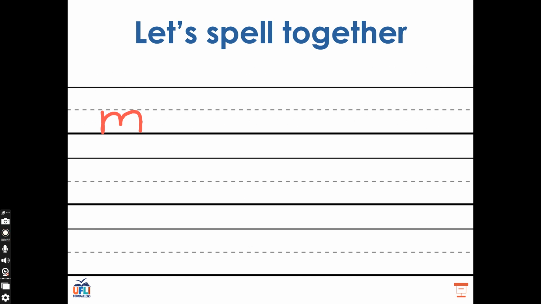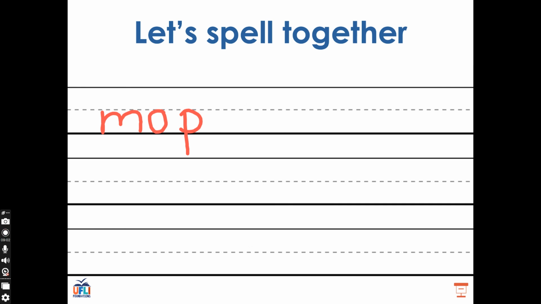The next sound I hear in mop is ah. What letter says ah? Good, that's our new letter O. O says ah, so I'll put an O. The last sound I hear in mop is p. What letter says p? P, very good. So I'll write the letter P. Now I've written the word mop. Mmm, ah, p, mop.